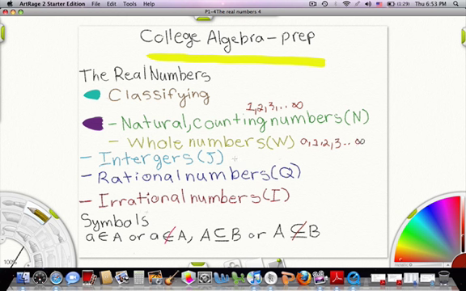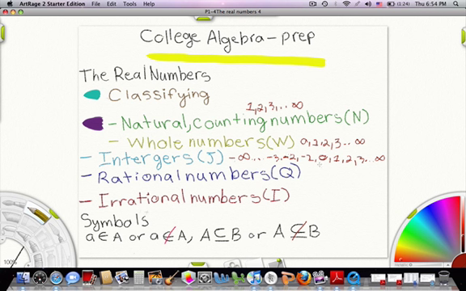And integers take the number set from negative infinity, dot, dot, dot, to negative 3, negative 2, negative 1, 0, 1, 2, 3, dot, dot, dot, to infinity. So integers range from negative infinity to positive infinity.